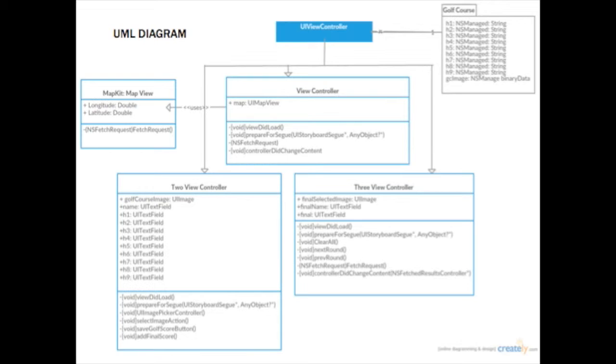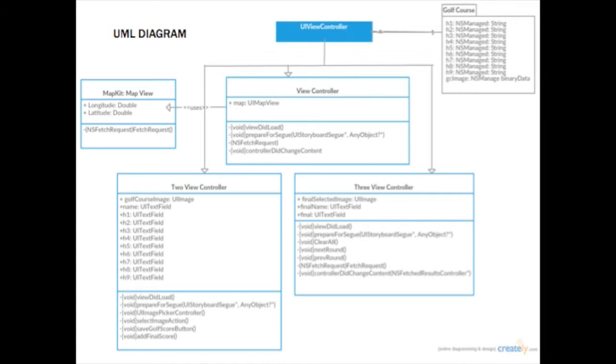The third view controller will have an image for the final displayed image, the final displayed name, as well as a label for the final displayed total score. It will have a view did load, as well as a segue to go backwards towards the second view controller, a clear all button if you would like to erase all data saved or all rounds, and next and previous actions to go back and forth between the rounds saved, as well as being able to fetch data and change the content.